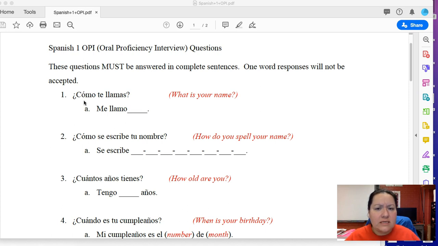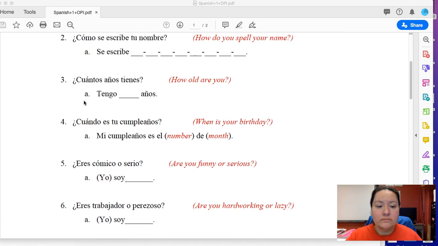¿Cuántos años tienes? How old are you? ¿Cuántos años tienes? So then I've asked you, how old are you? Your response is, Tengo, then the number, años. All right, so we're going to go on to number four.